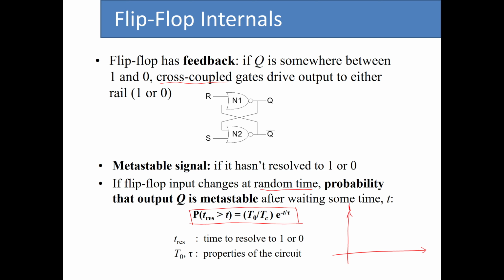So this function, P of T-res greater than T, has a value of T0 over Tc when T equals 0. So this is T equals 0. And after that, it exponentially decreases to 0. So as you can see, the larger this T resolve time, the smaller the probability. So the larger the T resolve time, the smaller the probability that the flip-flop stays in the metastable state.